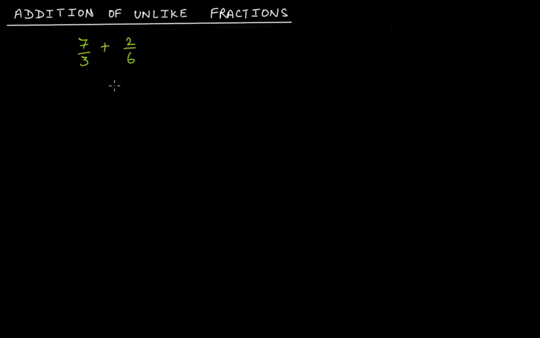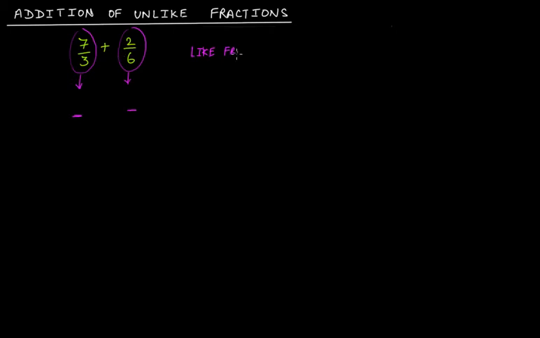The first step is always to change the fractions into their respective equivalent fractions. You have to change this fraction into an equivalent fraction in a way that the denominator of the equivalent fraction of this one and the denominator of the equivalent fraction of this one are the same. And that will make them what? Like fractions. So our first target is to make them like fractions.